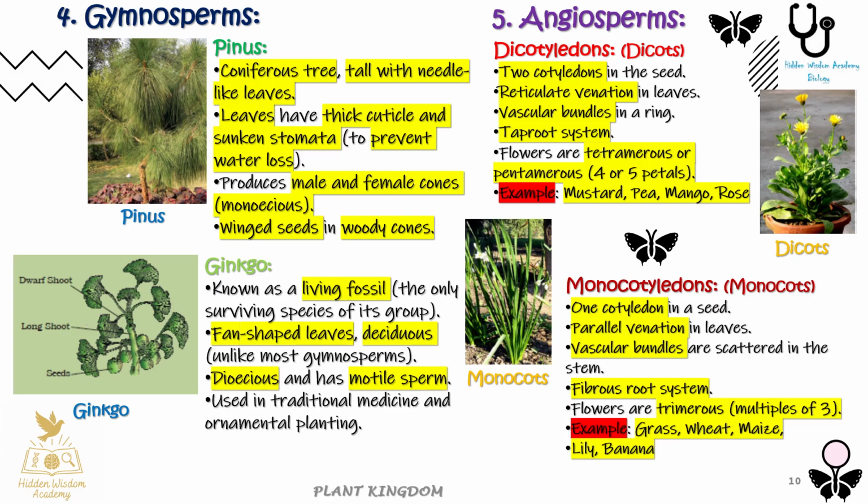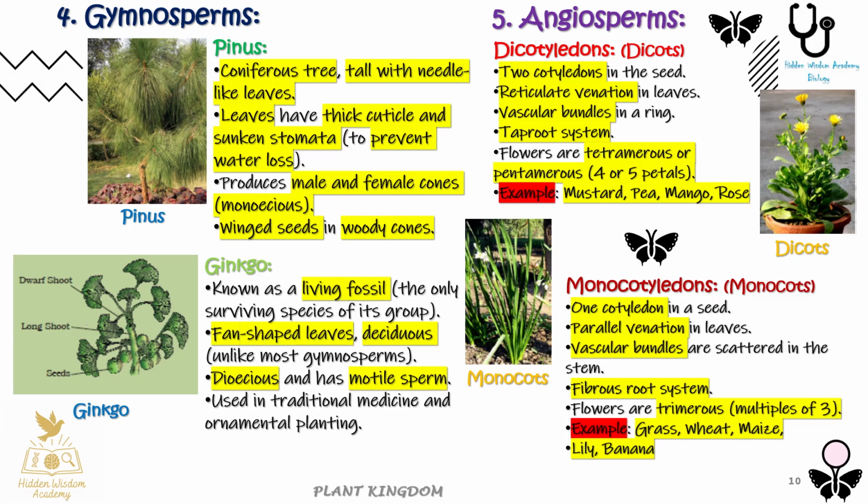Flowers are usually tetramerous or pentamerous, meaning petals in multiples of 4 or 5. Examples: mustard, pea, mango, rose. Dicots are flowering plants with 2 seed leaves and strong taproots. They form a major part of our diet and garden plants.